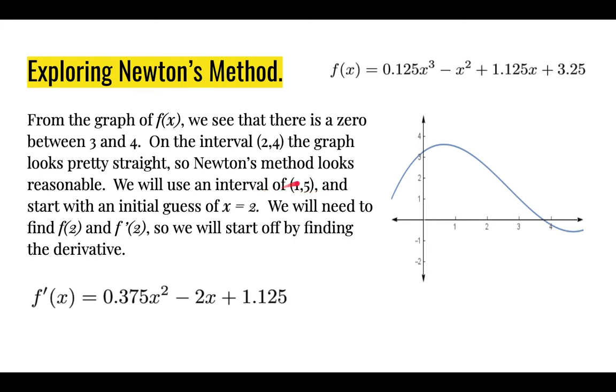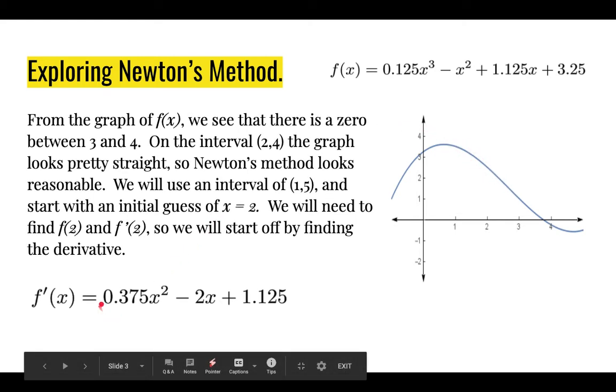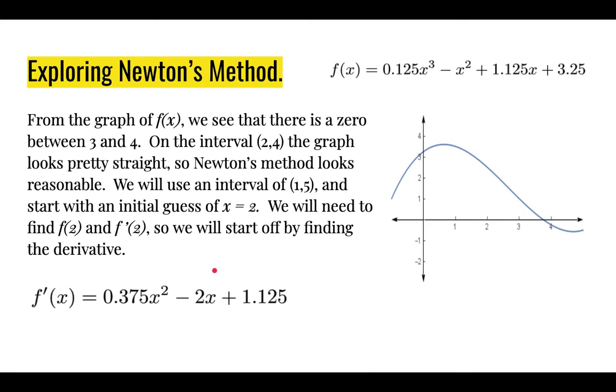We're going to start on our interval 1 to 5, because at 1 we're positive and at 5 we're negative, so we know there has to be a zero between those. And then we just guess any number. We're guessing 2, which is a bad guess looking at the graph, but maybe I don't have the graph, right? The idea is if I have a graph, I can approximate it pretty well here, but we're using the graph to show what's going on. So we first guess 2. We're going to approximate with a line, so we need the slope of the tangent line. So we need the first derivative, which is 0.35x squared minus 2x plus 1.125. Easy enough to do.